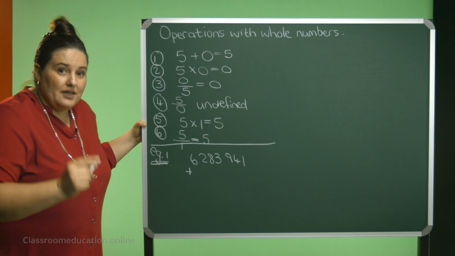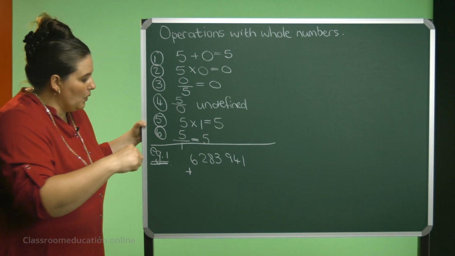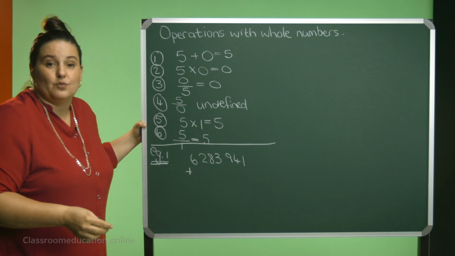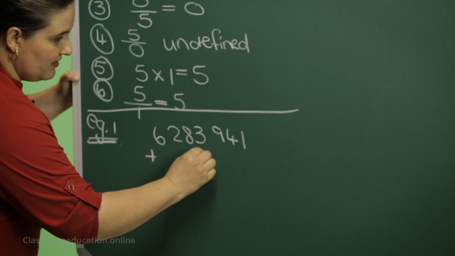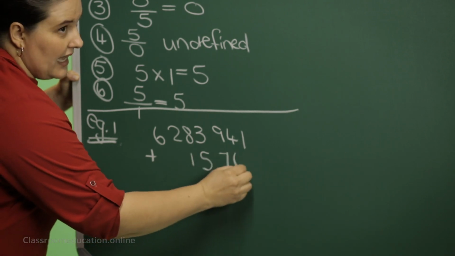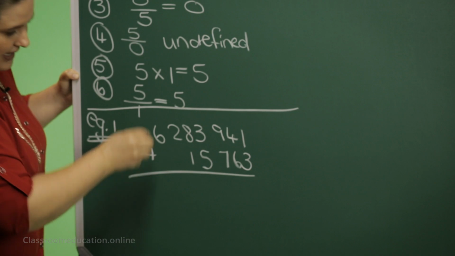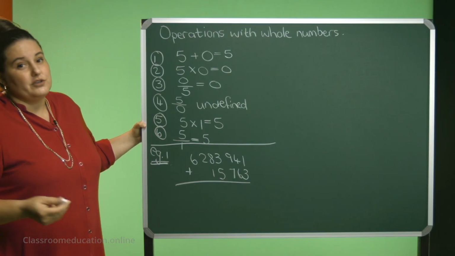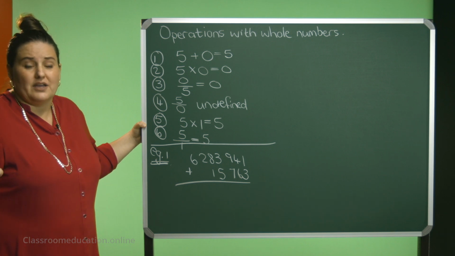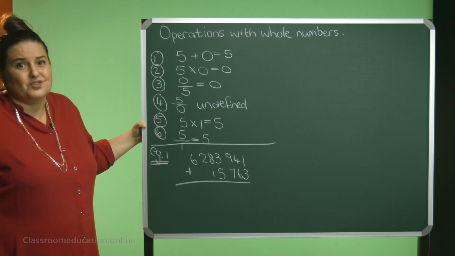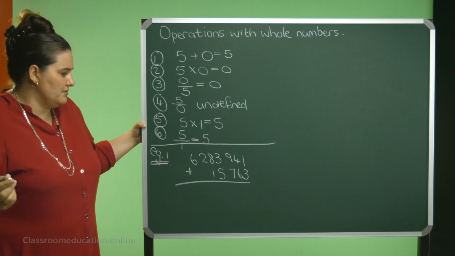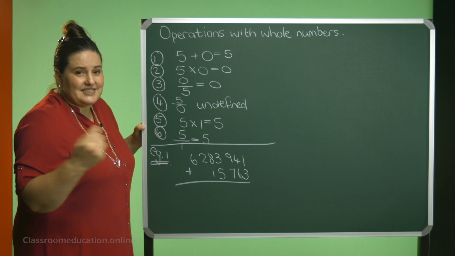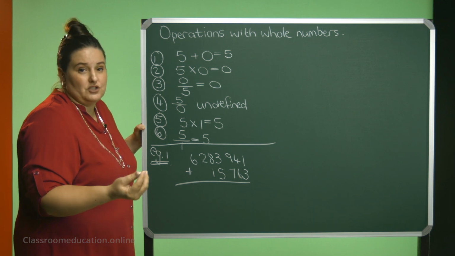15,763 to that. Bear in mind that it's very important that you write the units, the tens, the hundreds underneath one another. So it should be 15,763. Okay, what's my answer? How do I go about to do that? Boys and girls, you have done these types of questions already from grade 1, 2, 3. I know this might be now a longer number, but it doesn't matter. You just apply the rules that you know.